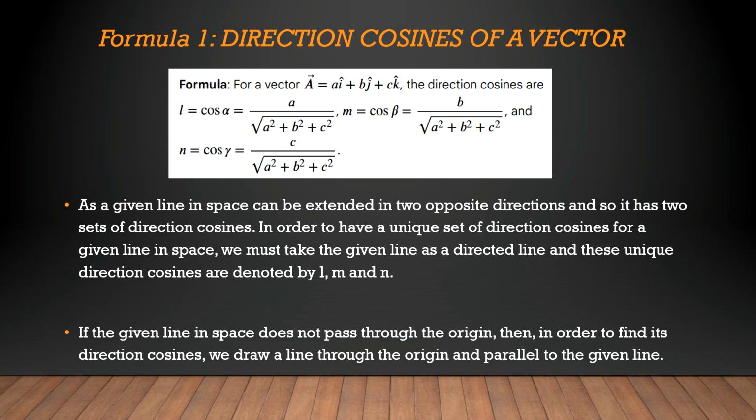We start with the first formula, which is direction cosines of a vector. Now, as you know, since the line can be extended in both directions in space, to get a unique set of direction cosines, you need a directed line. So now the direction cosines are given by l is equal to cos alpha, which is a upon magnitude of the vector. Magnitude of the vector is given by the root of the sum of the squares of the coordinates of the vector. Also, if the line does not pass through the origin, then you need to have a line which is parallel to the given line which passes through the origin.